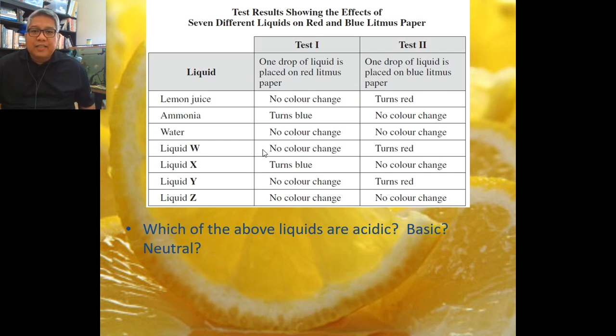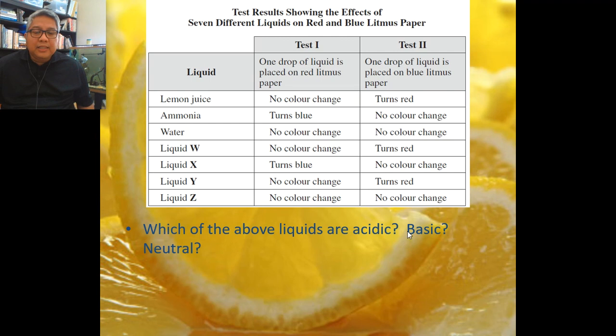Okay, so if it's acidic, we'll just look for the liquid that turns blue litmus paper red. So this one turns red, this one turns red, and this one turns red. Then therefore that is the acidic solution.